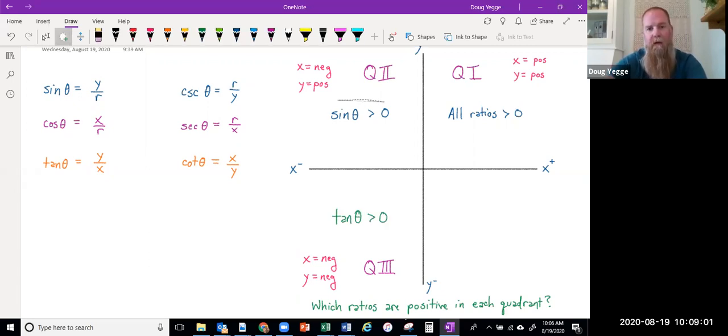Okay. And so we can see that in the first quadrant, all of the ratios are positive. In the second quadrant, only sine is positive. And in the third quadrant, tangent is the only positive ratio. So now let's go ahead and take a look at the fourth quadrant. You might be able to guess what's going to happen here. But now we should recognize that x is positive. But now we're below the x-axis, so y is negative.